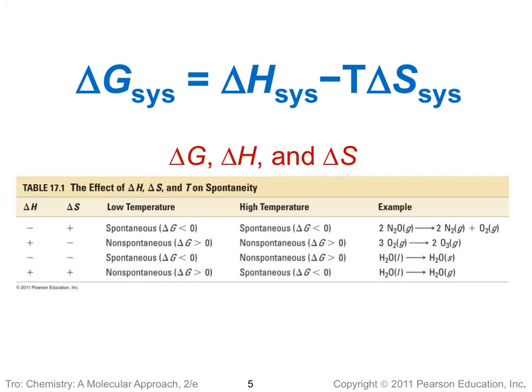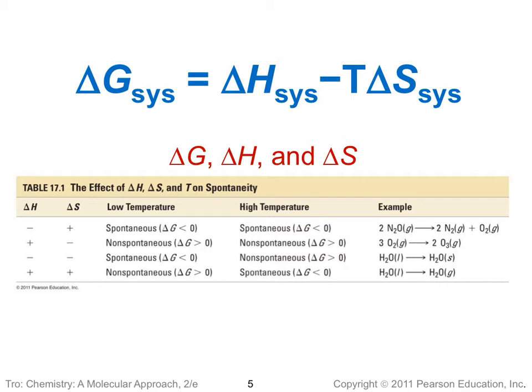So here are those different scenarios. Where delta H is negative and delta S is positive, it's always spontaneous. An example would be N2O going to N2 and O2. The non-spontaneous case is where delta H is positive and delta S is negative, always non-spontaneous.